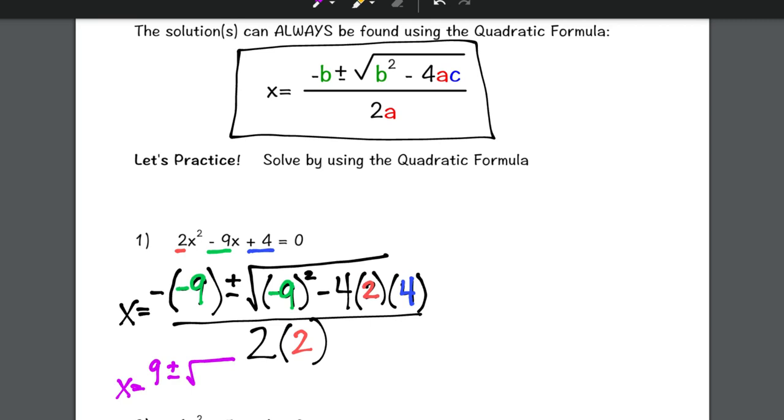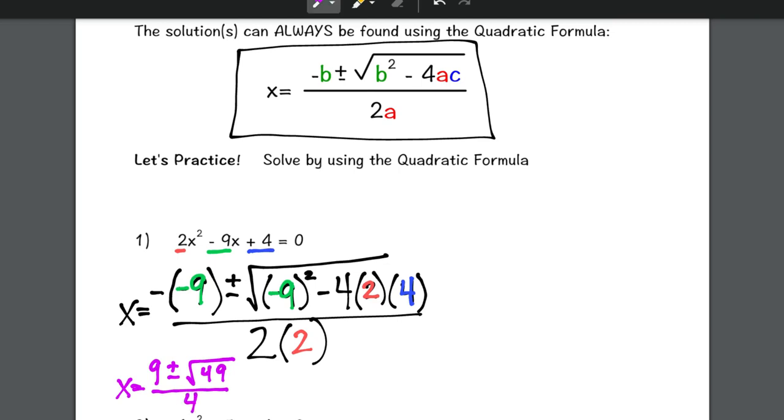Now, I like to use Desmos to do this work. The most important thing is ensuring that that negative is going to be squared. So negative 9 times negative 9 is 81. And then 4 times 2 times 4 is going to ultimately be 32. So we are taking 81 minus 32 and finding ourselves at 49. So underneath that square root is going to be 49. And all of that is over 2 times 2, which we all know to be 4.